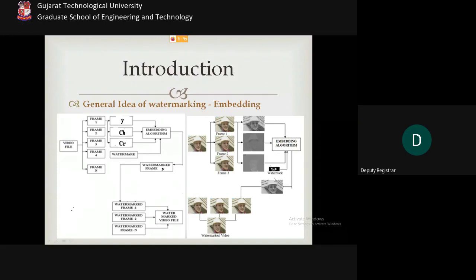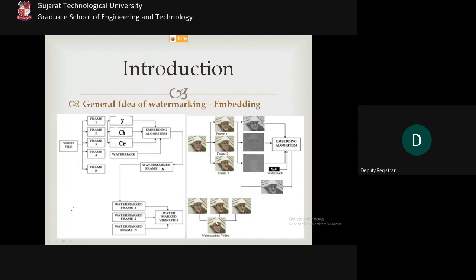This particular watermark, the message, is placed behind this Y component, and we get this watermarked Y component. Then again, the YCb and Cr components are converted back into RGB. This is done in all the frames, and all the frames are then combined to have the watermarked video. So here we'll have the original video. Here we'll have the watermarked video.